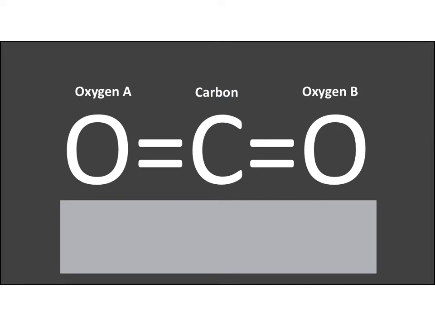We obviously have carbon with two double bonds, one double bond to oxygen A and one double bond to oxygen B. I've just labelled those two oxygens A and B, so it will give us an easier way to tell their bonding apart a little bit later on. And so the bonding between oxygen A and carbon will consist of a sigma and a pi bond, and between carbon and oxygen B will also consist of a sigma and a pi bond.